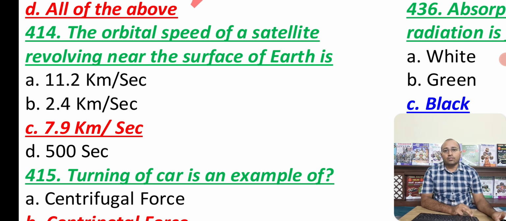Now we have something called 2.5 kilometers per second. This is the escape velocity of the Moon, guys, because the gravitational pull is very less on the Moon. Because of that, we have 2.4 kilometers per second.